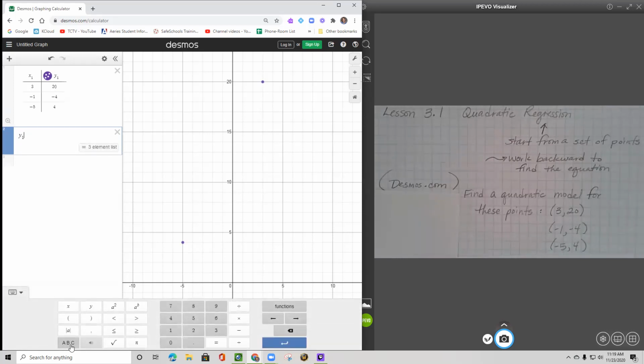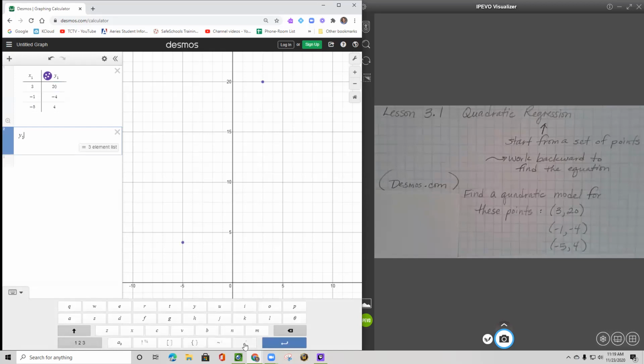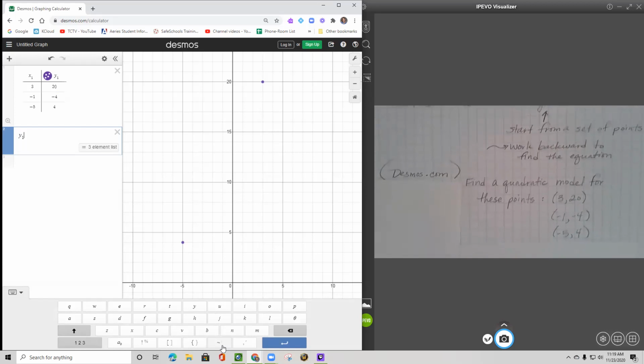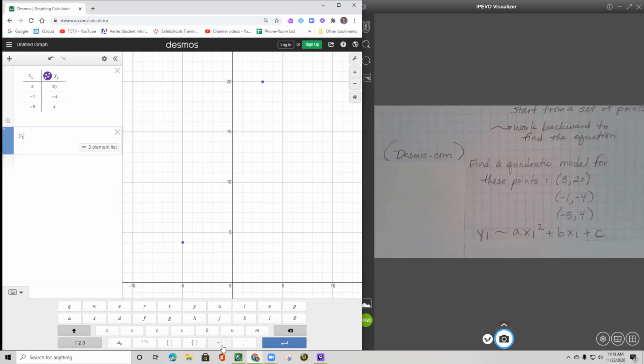And first I'm going to make a standard form equation, which is ax squared plus bx plus c, like this. I have to put this little symbol in so that the computer knows that I'm not just typing in an equation, that it's supposed to look for an equation and use these points. So the computer knows to do regression.